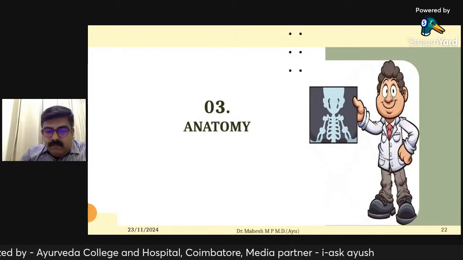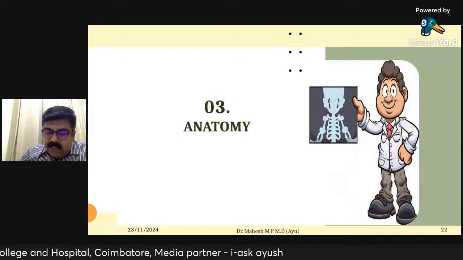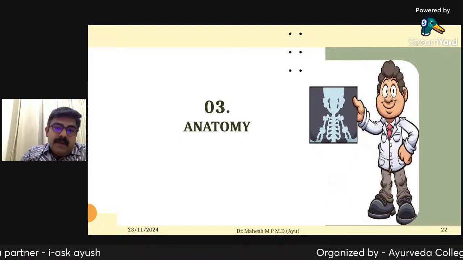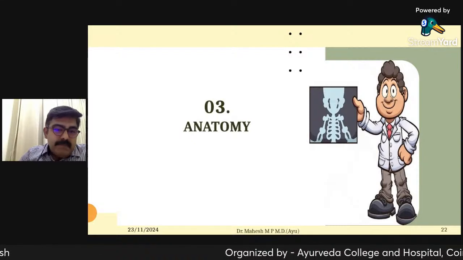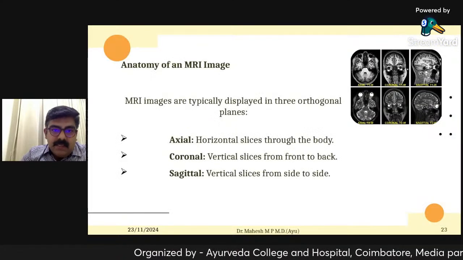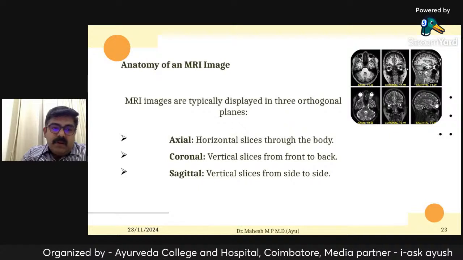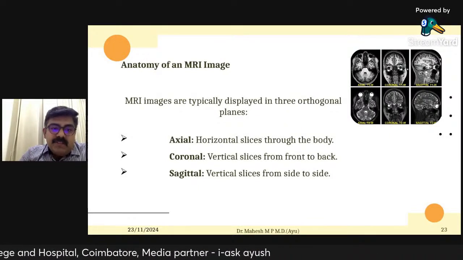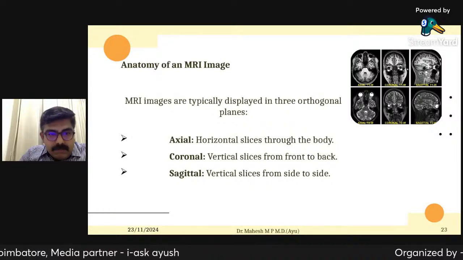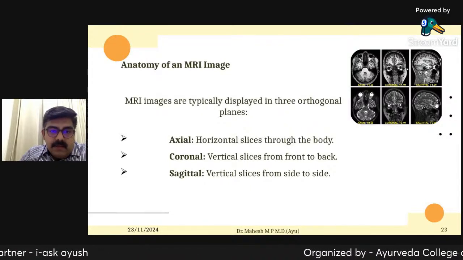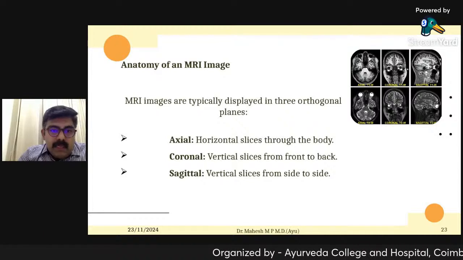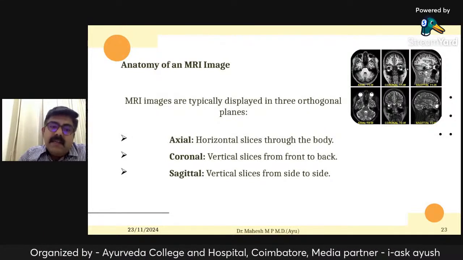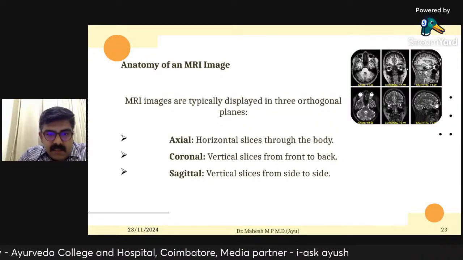Next, for any imaging technique we have to go thoroughly into human anatomy, and radio anatomy is very important. I'm not going into detail about the anatomy of the MRI image. An MRI image is typically displayed in three orthogonal planes: axial, which is horizontal slices through the body; coronal, vertical slices from front to back; and sagittal, vertical slices from side to side.